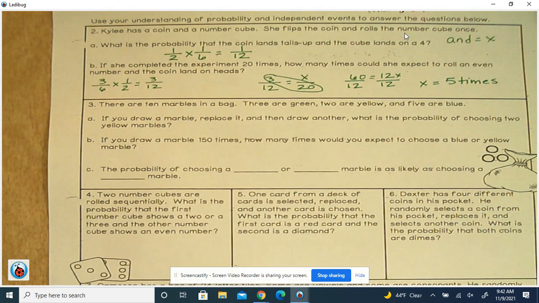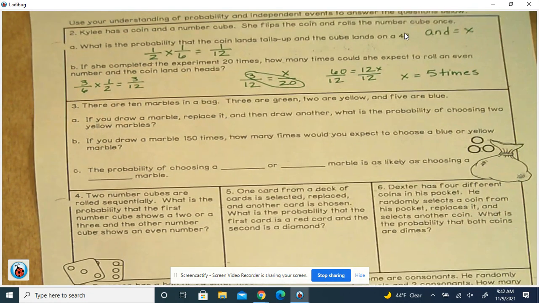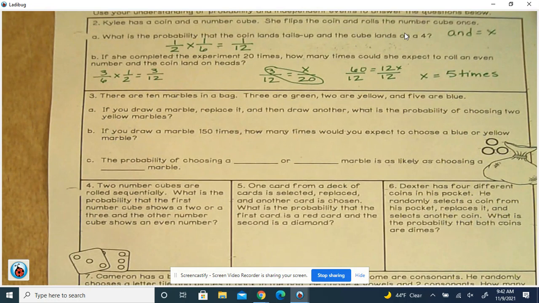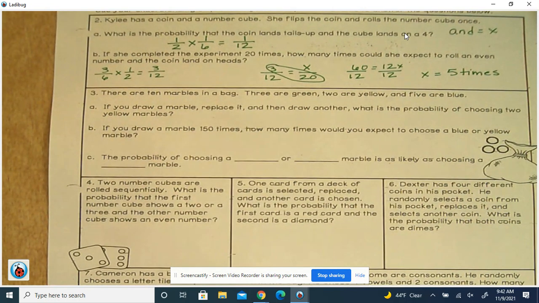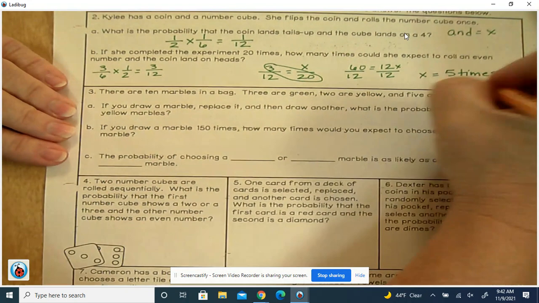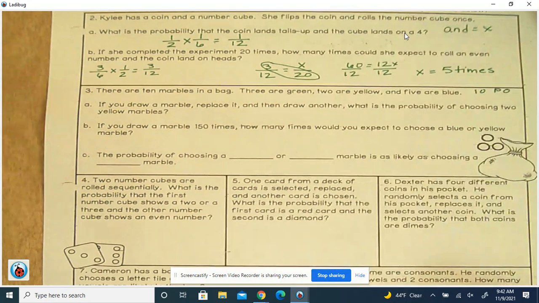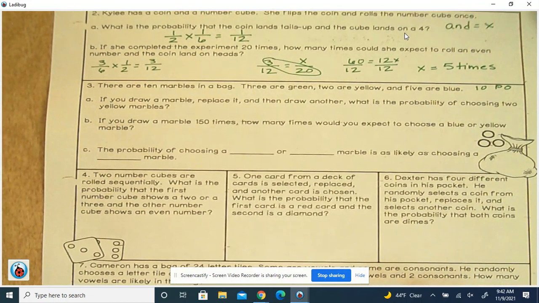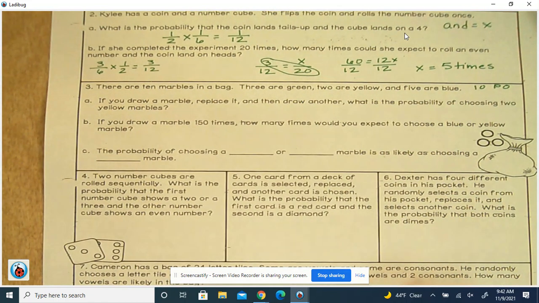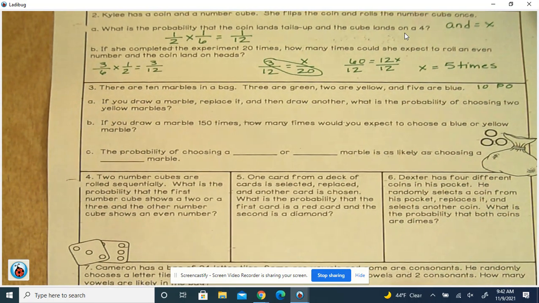Number 3, there are 10 marbles in a bag. 3 are green, 2 are yellow, and 5 are blue. So our possible outcomes are 3 plus 2 is 5, plus 5 is 10. So our possible outcomes is 10. If you draw a marble, replace it, and then draw another, what is the probability of choosing 2 yellow marbles?